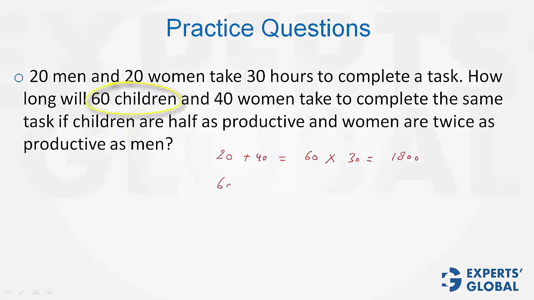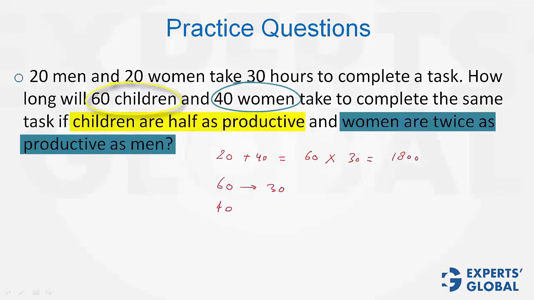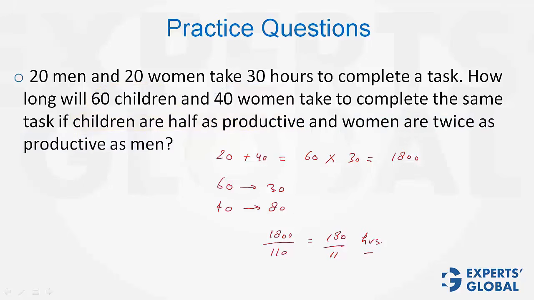The new team, 60 children, are equivalent to 30 men, and 40 women are equivalent to 80 men. Effectively, 110 men. So 1,800 divided by 110. 180 over 11 is the amount of time needed. These many hours is what the new team is going to take. This was a basic question. We will be increasing the difficulty as we proceed.